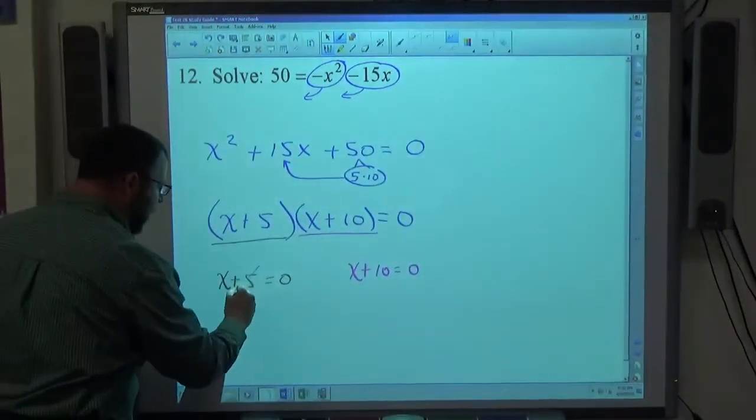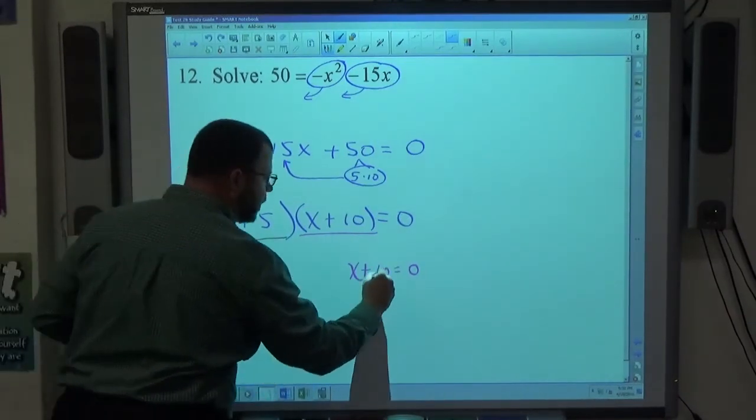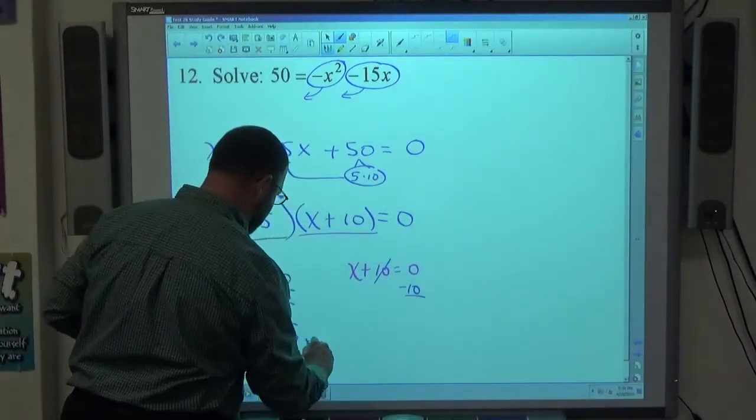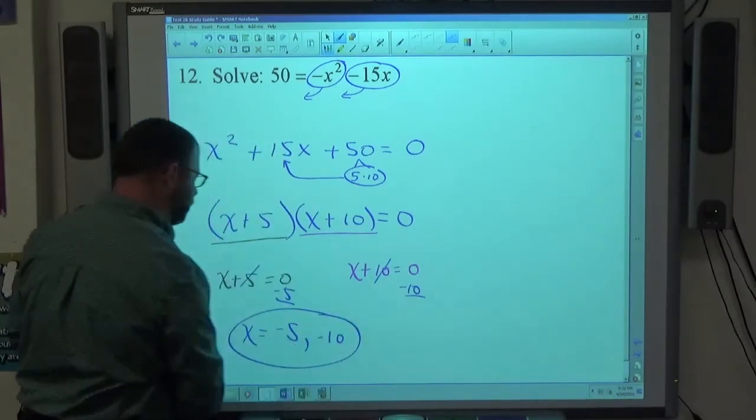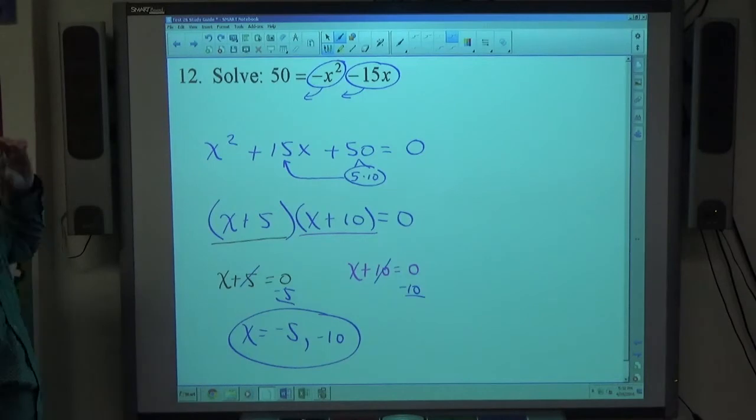So if I move the 5 over here, minus 5, that gets me x equals negative 5. Move the 10 over, minus 10. 0 minus 10 is negative 10. So my solutions are negative 5 and negative 10. Set each factor equal to 0, and solve simple algebra problems at that point.